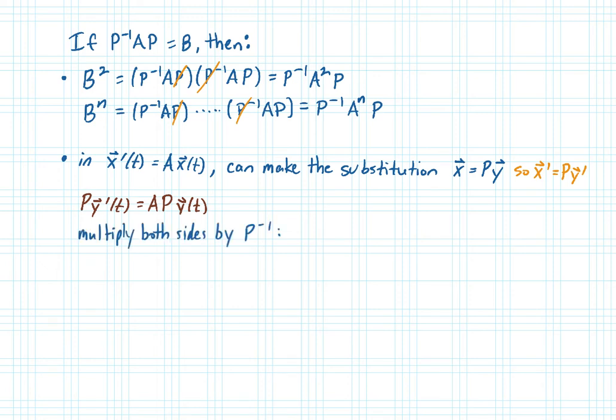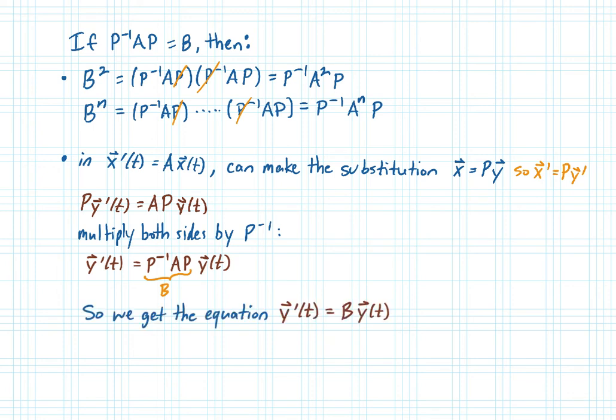And then, if we take that equation and multiply both sides by P inverse, we get y prime of t equals P inverse A P times y of t. But P inverse A P is B. So the equation we end up with is y prime of t is equal to B times y of t. So in other words, the fact that A is similar to B means that we can do a substitution that turns the equation x prime equals Ax into the equation y prime equals By.